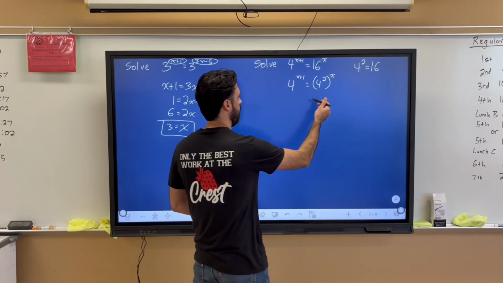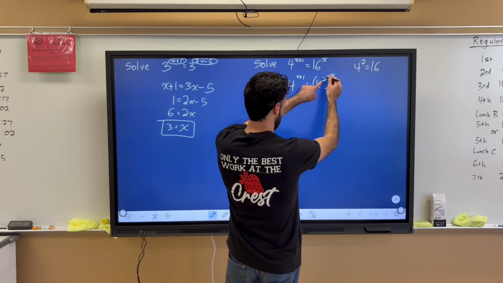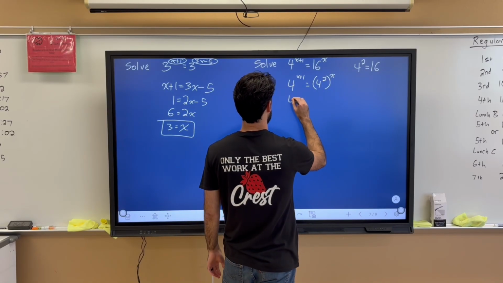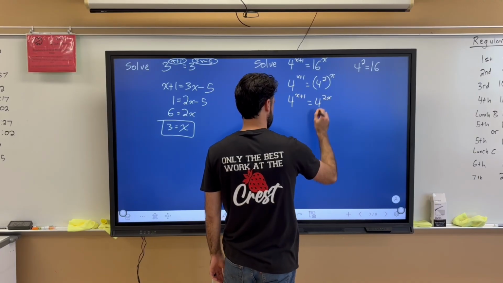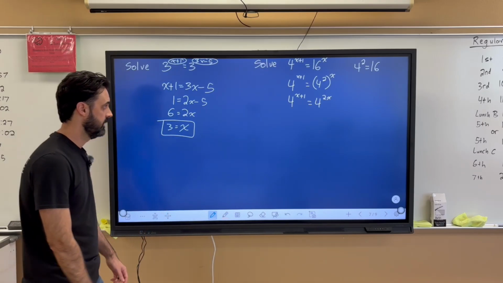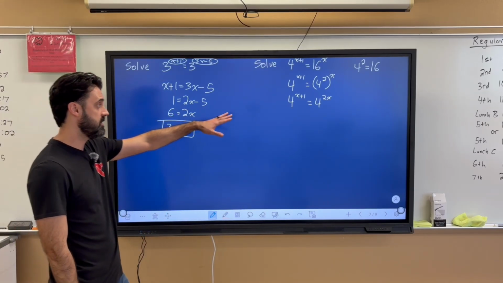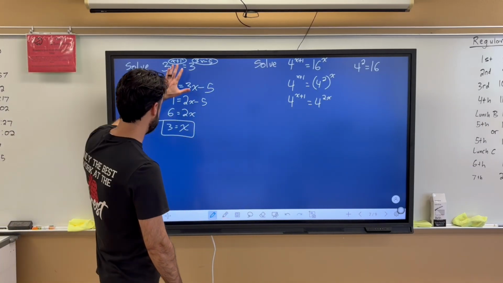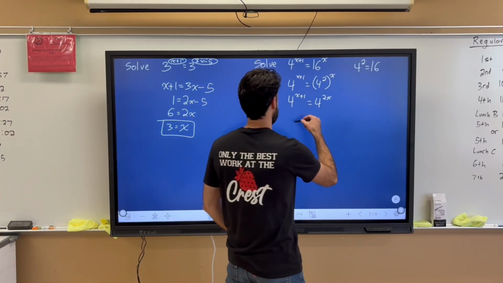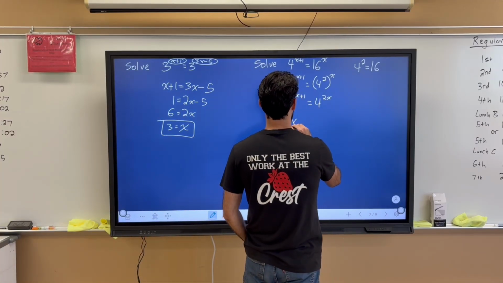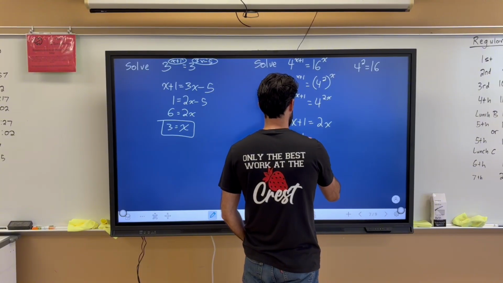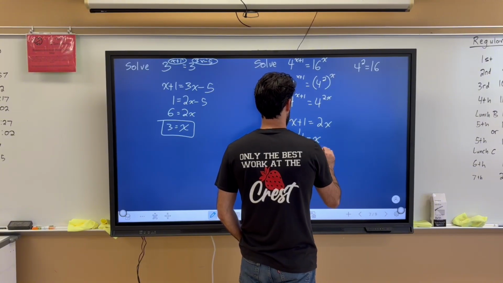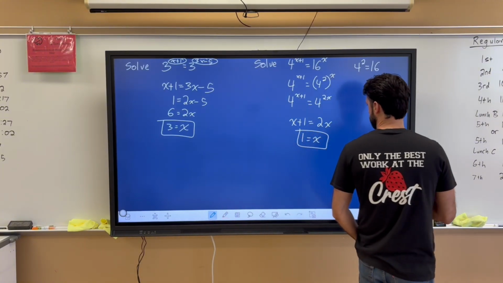And now we can use our property that when you have an exponent to an exponent, you just multiply those two together. So that's going to give us this right here. Now that we've made the bases the same, it's more like the previous example, and we're just going to set the exponents equal to each other. So set x plus 1 equal to 2x. And then subtract over x, and we get x equals 1 for the second example right there.